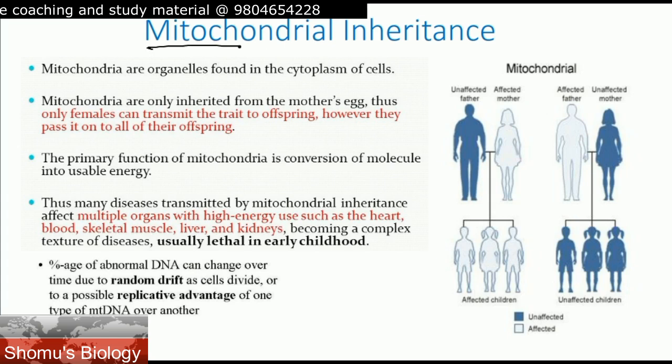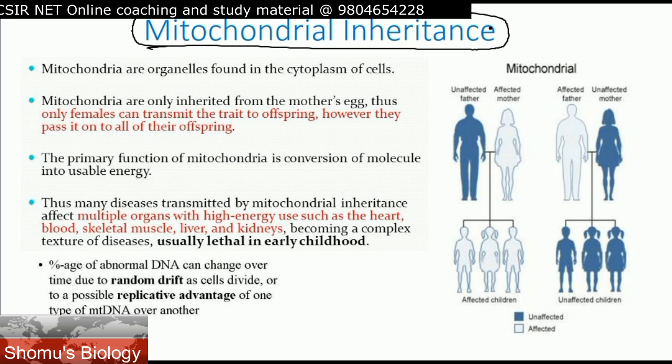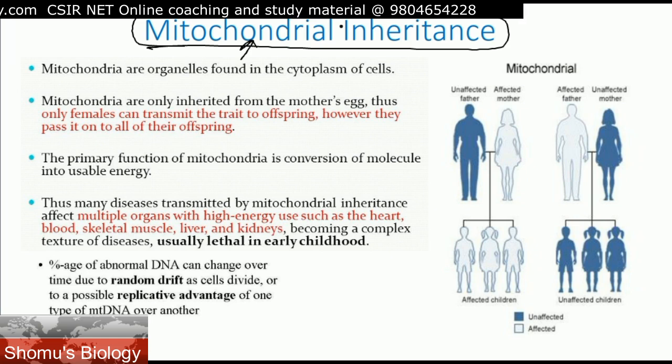So what is mitochondrial inheritance, or in a more general word, cytoplasmic inheritance? Till this point, we've been talking about the inheritance pattern of the factor, and the factor is nothing but the chromosomes that can be transferred from the parent generation to the offspring generation. Mitochondrial inheritance means we are talking about genes which are present inside organelles like mitochondria and chloroplast. These organelles have their own DNA element, their own genetic element.